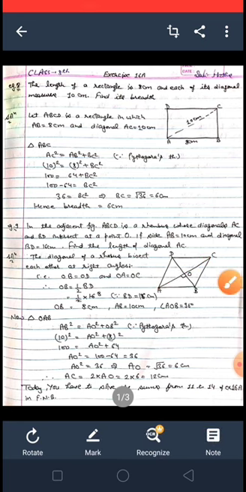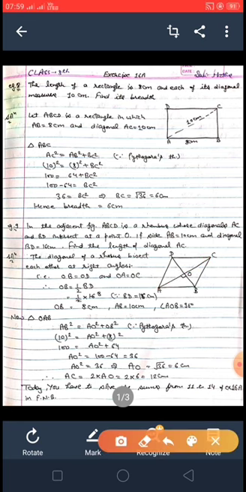Clear? First, the diagonals of a rhombus bisect each other at right angles. That is the property of the rhombus which we have studied. So we can say that OB is equal to OD and OA is equal to OC. So OB is equal to half of BD. Put the value of BD, that is 16, given. So 1 by 2 multiplied by 16, the result will become 8 centimeter. And AB is 10 centimeter given. Angle AOB is 90 degrees. And BD is 16 centimeter.